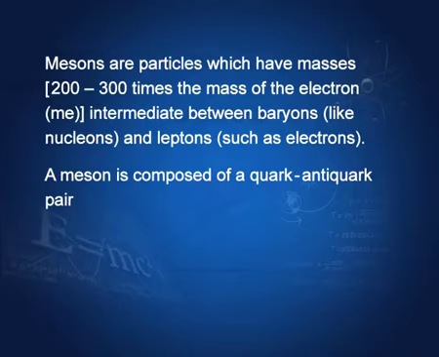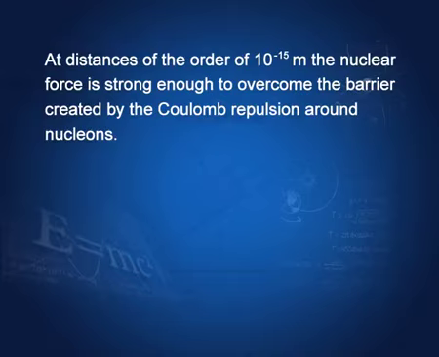Mesons are intermediate mass particles, and it is the exchange of mesons between the nucleons that results in the residual strong force. So, at a distance of the order of 10 to the power minus 15 meters, that is 1 Fermi, the nuclear force is strong enough to overcome the barrier created by the Coulomb repulsion. We started with this: if there is Coulomb repulsion between protons, how do they exist together? Now, we have found that the Coulomb repulsion is overcome by the strong nuclear force, a strong residual force.